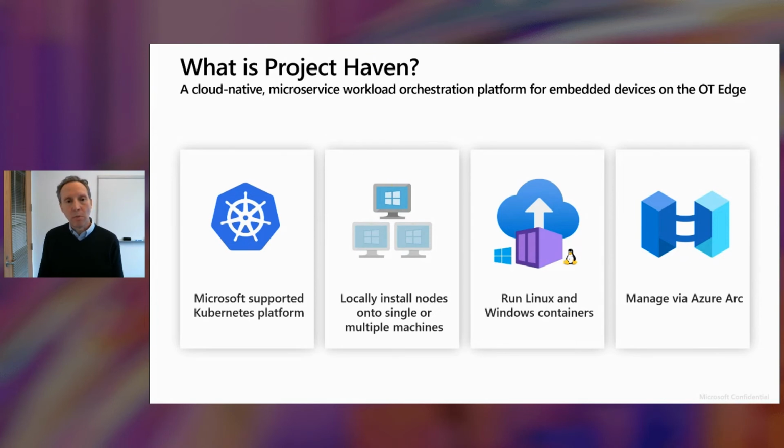So really what we're trying to do here is bring a common Kubernetes and Arc platform across the cloud, the heavy edge, the light edge, the embedded edge, and having that consistent control plane across all of it. And even the tiny edge, which I won't go into here. There's a deep dive session on Project Haven in Build. I encourage you to see that.